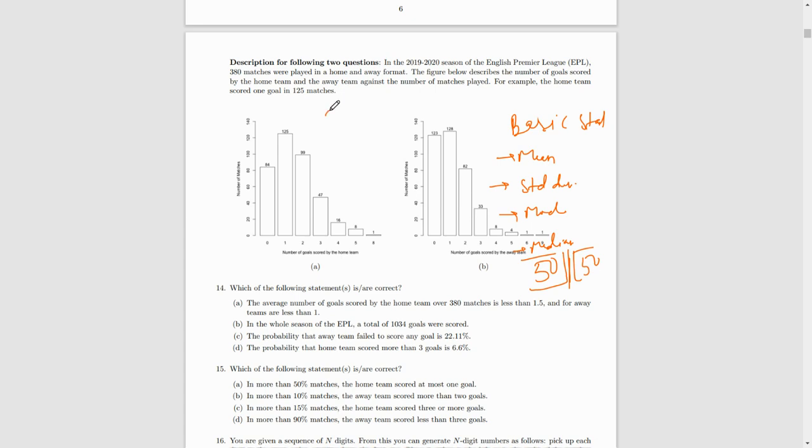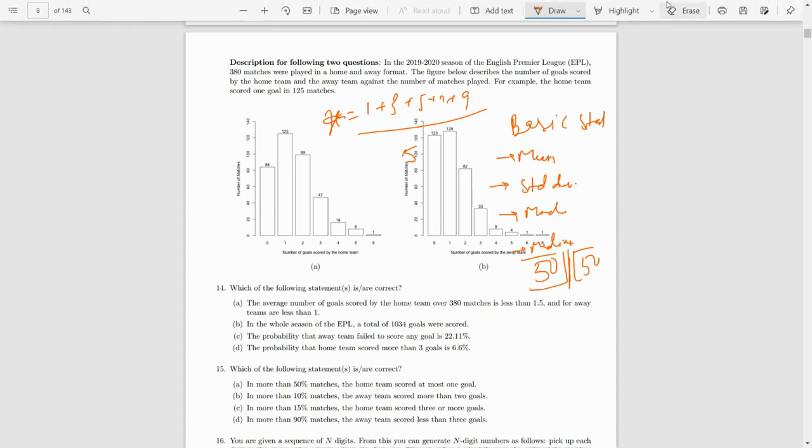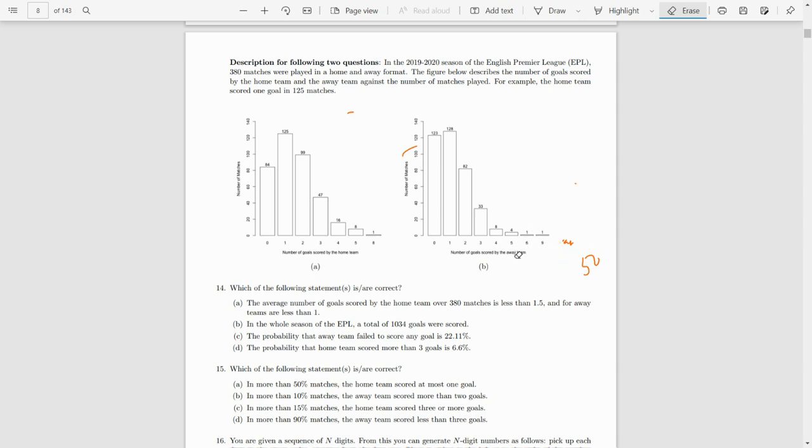So if there are five numbers given to you, let's say 1 plus 3 plus 5 plus 7 plus 9, and you want to find the mean, then obviously you sum the numbers and divide by 5. So what is the complexity here to teach? Do you require an extra class for basic statistics, or are these things self-understood? Let me know.